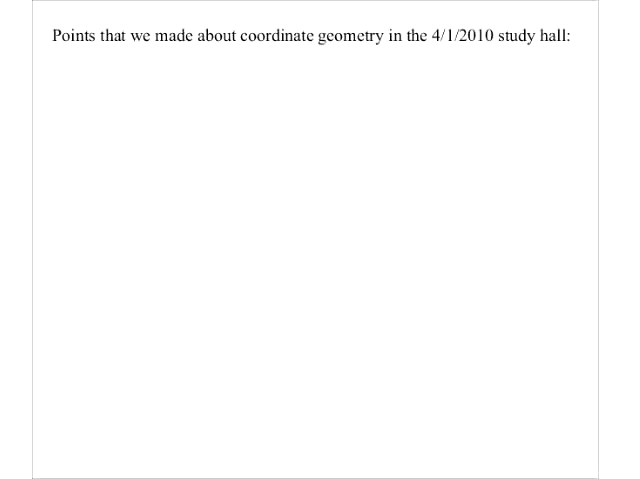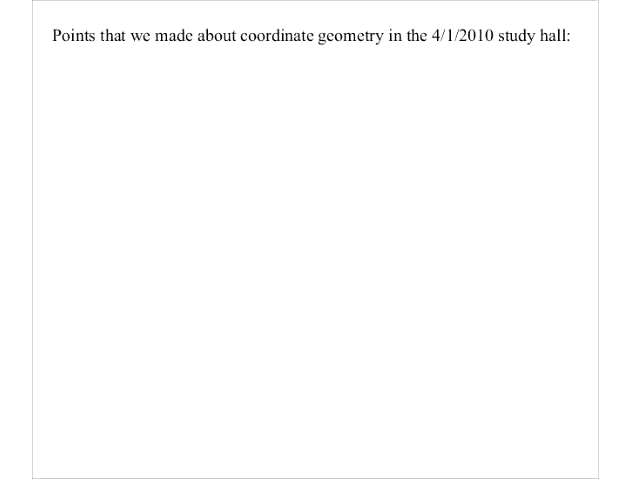Let's go ahead and get started. What I want to do first is to review some points that we made about coordinate geometry in the April 1st, 2010 study hall. So I'm going to just go ahead and import a graphic from that particular session. It'll take a second to load onto your screen, and then I'll tell you when it should show up.